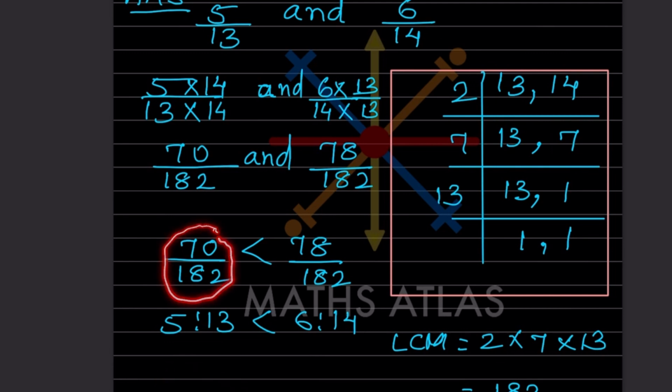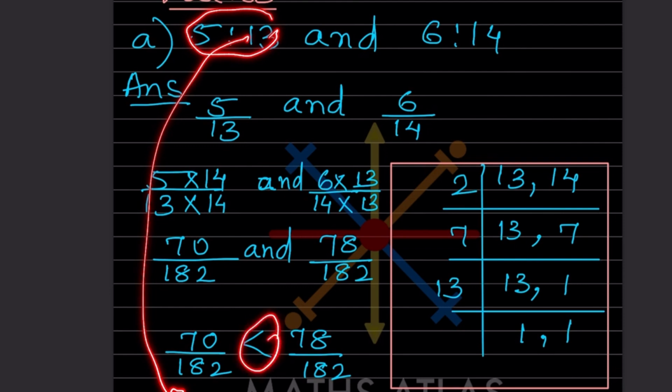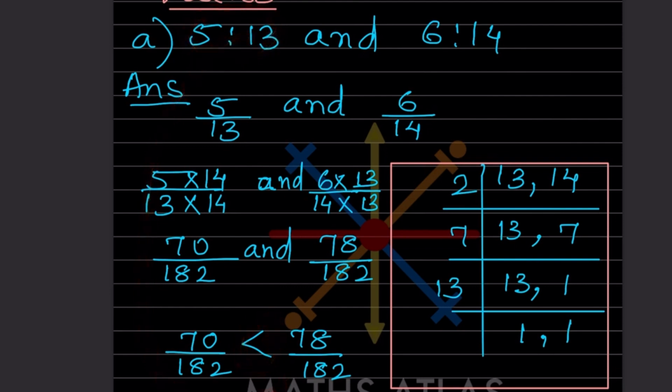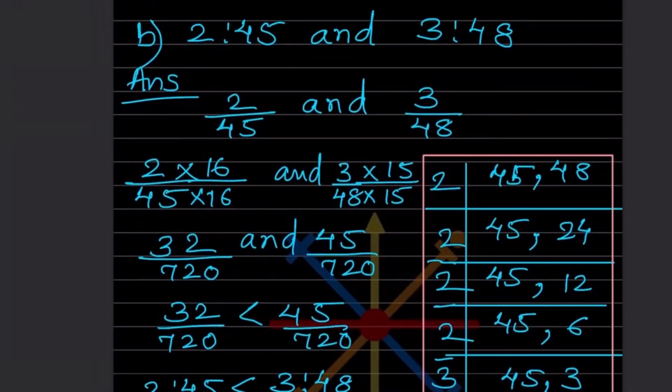Now this is not done. 70 by 182 means you have to go for the original ratios given in the question. Write the same thing here, the symbol remains the same, and this over here. So the next problem is the same.